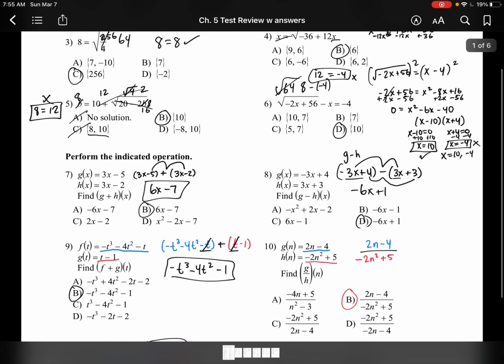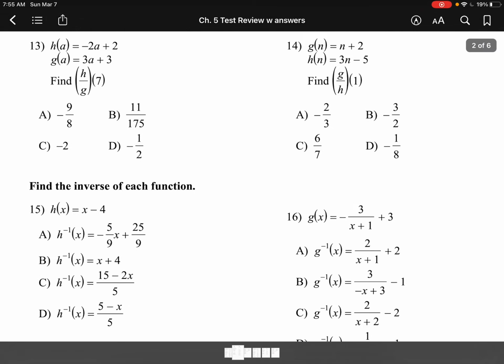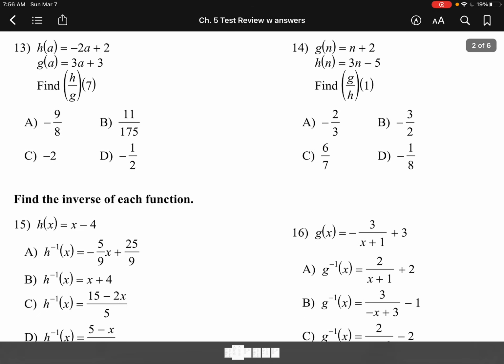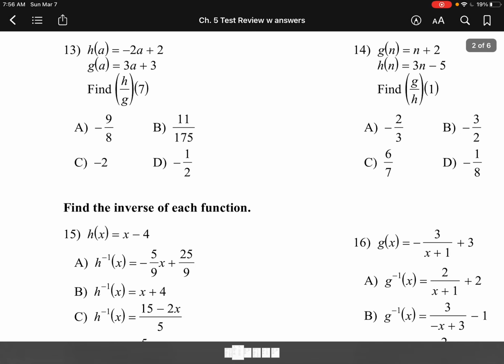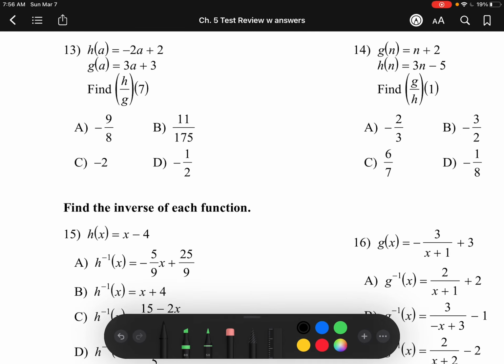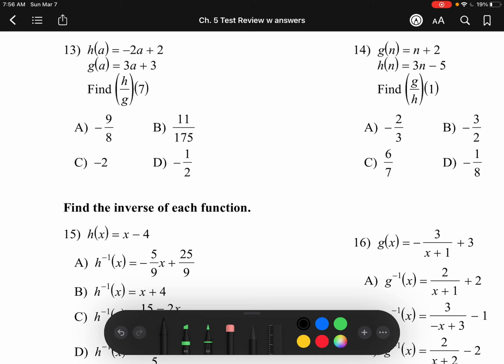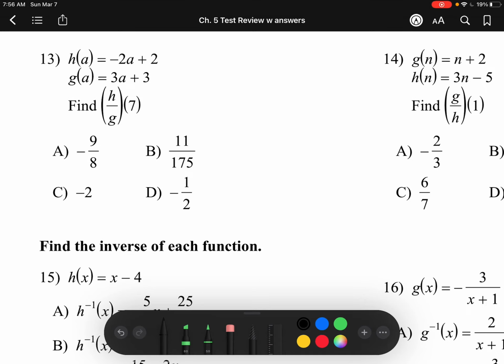All right, so we're going to move on to the next slide. Wow, we didn't do any compositions. I'm going to add compositions, and we'll review that in class together. Now I'll make a separate video on that as well. So for number 13, we're evaluating.